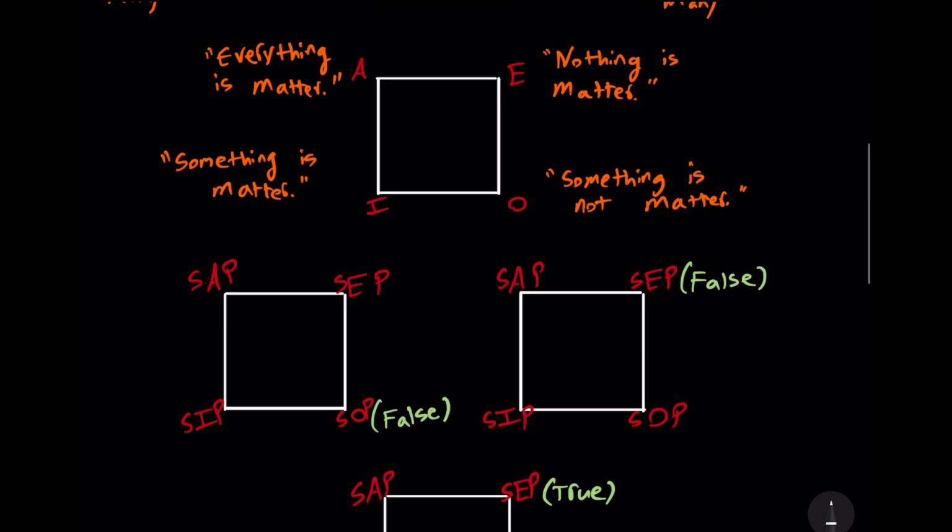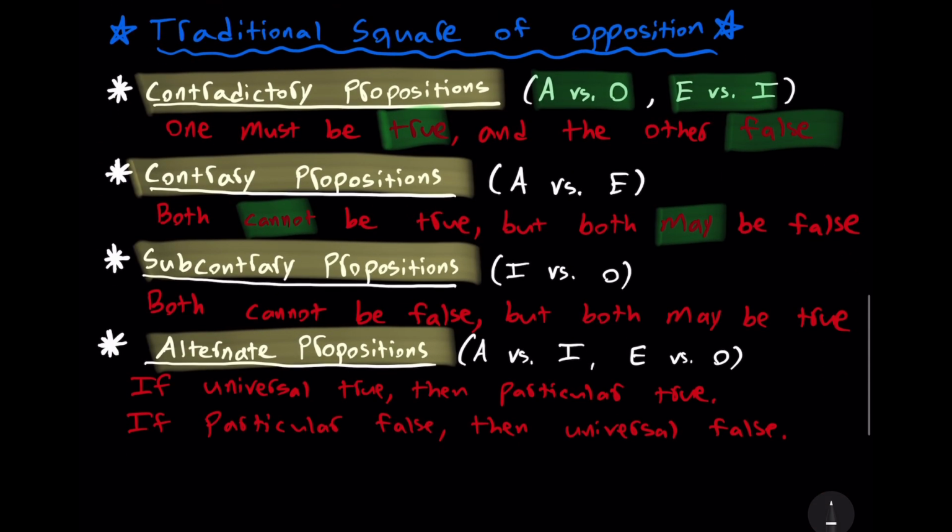So with subcontraries, again, we're thinking about I versus O. Both cannot be false, but both may be true.